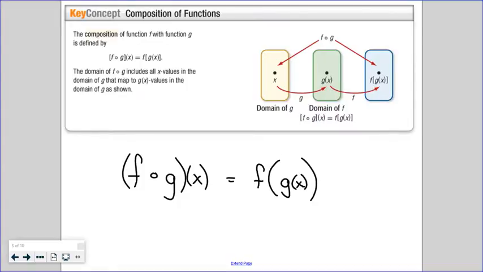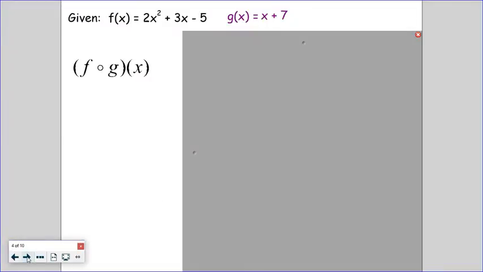Okay? So we'll talk more about the domain, and again, this picture is supposed to explain that. I don't think it does a great job of doing that, so we will talk about that in just a second as well, as far as what the domain of our composition is. So we're going to do a couple examples using those two functions at the top. F of x is going to be 2x squared plus 3x minus 5, and g of x is going to be x plus 7. When you do a composition, the order matters. When you write out f of g of x, we are going to use this function.